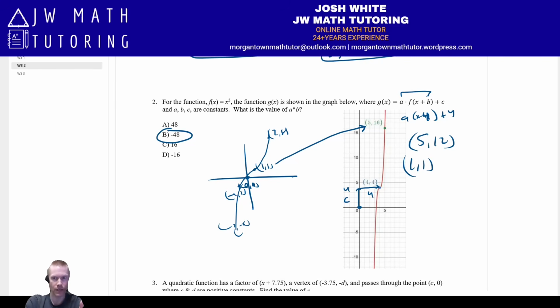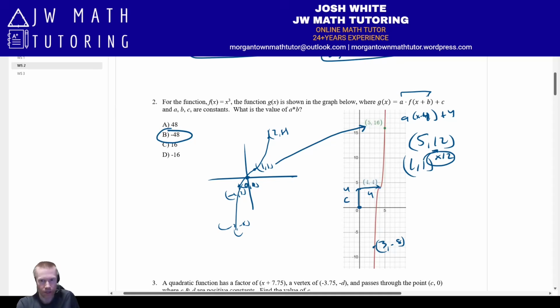So notice here, how do you get from 1 to 12? Well, basically you multiply it by 12. So that's really where the A value is coming from. One last thing just to mention about this. If you were able to recognize that you have this point up here, 5, 16, then there's going to be another point down here, which is going to be at 3, negative 8. Essentially here you go right 1 and you go up 12 to get to the next point. If you do that in reverse, meaning go left 1 and go down 12, you get this point.